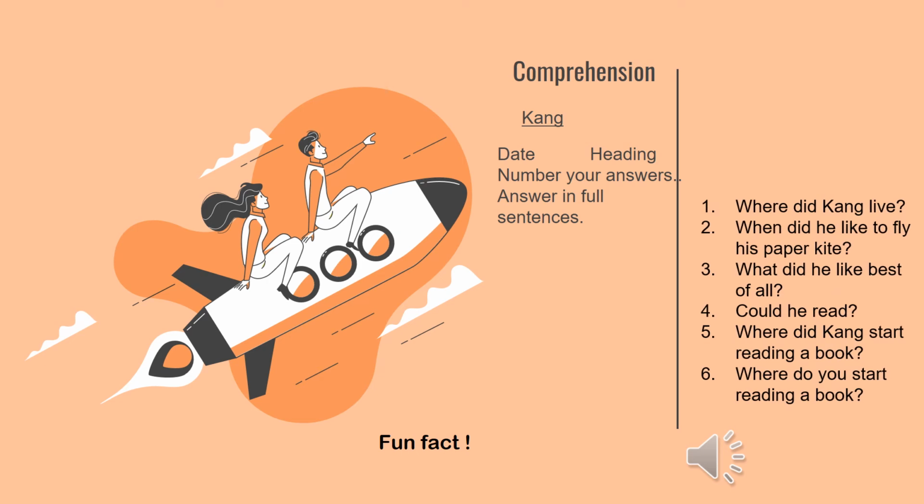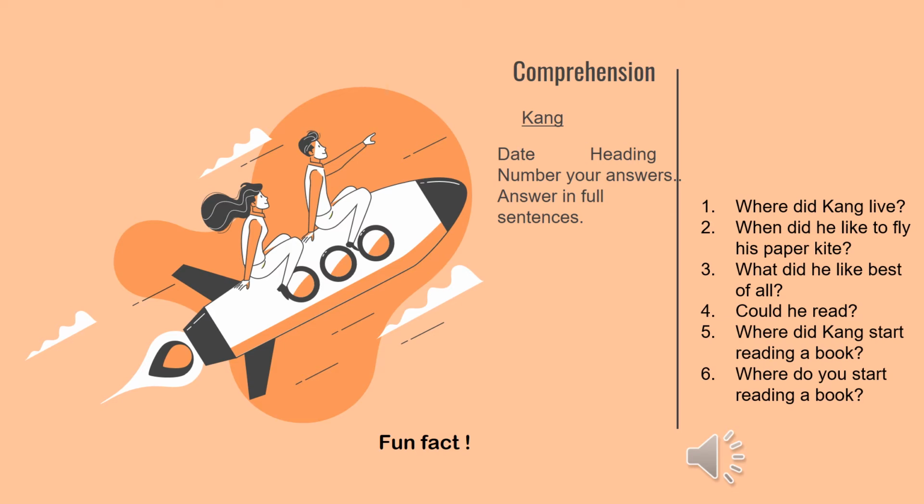When you are doing your comprehension, grade 2s, please write the date, write your heading, remember to underline. You must number your answers and answer each question in a full sentence. Children, every sentence should start on a new line. The story of Kang.